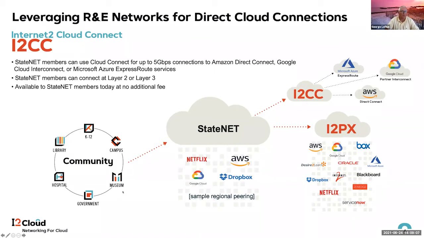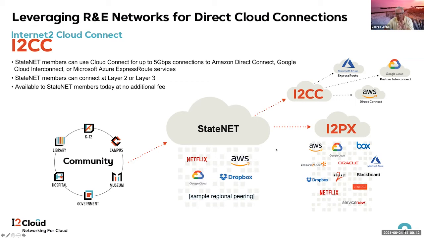Now let's take a look at Internet2 Cloud Connect. So this is to take advantage of some of the direct connect services offered by the cloud providers. You'll see the same diagram here, right? We've got the community, the state network with its peering, and I2PX. But now we've added the Internet2 Cloud Connect component. And this is where you can gain access to the different direct services that the big three cloud providers are offering. ExpressRoute from Microsoft, Direct Connect from AWS, and Partner Interconnect with Google Cloud.